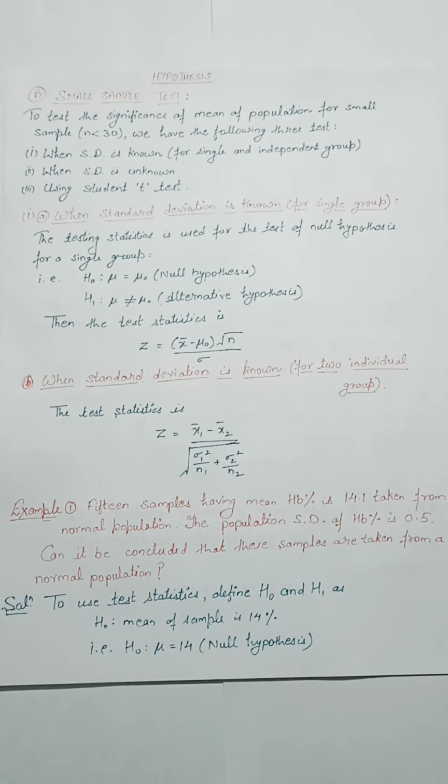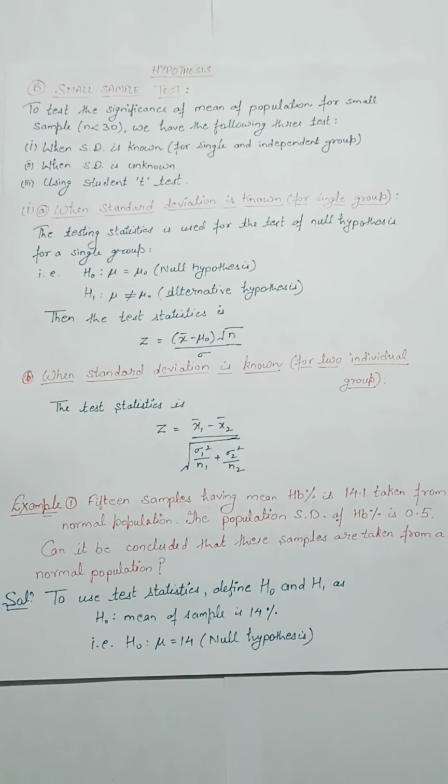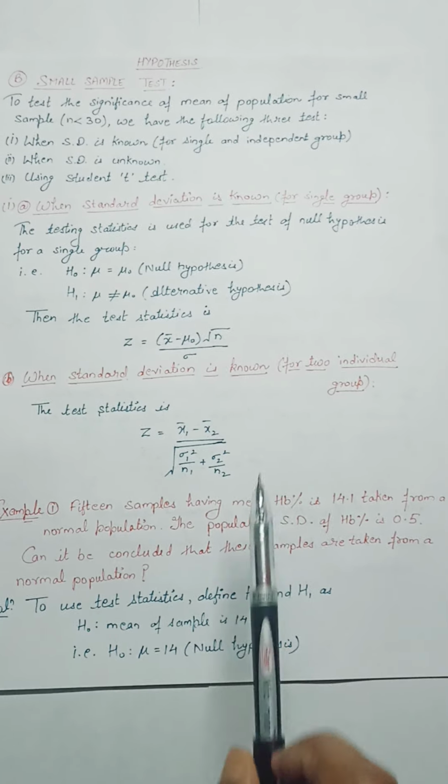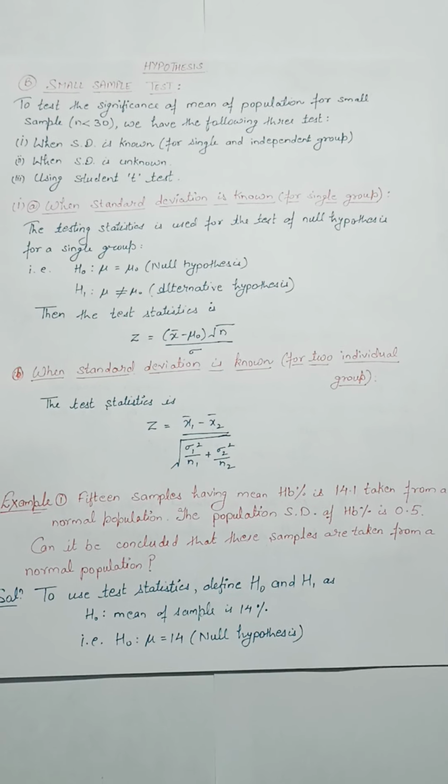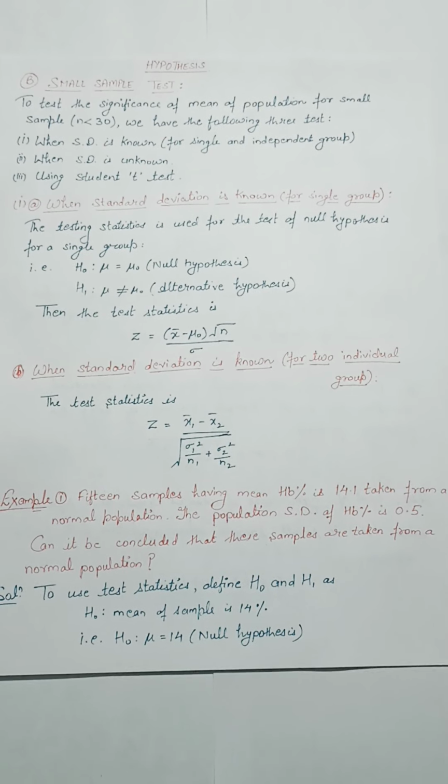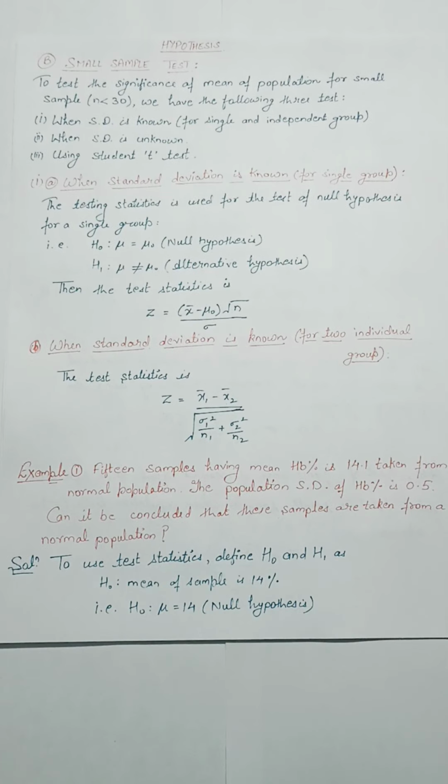Second is when standard deviation is known for two individual groups. The test statistic is given by z equals (x1 bar minus x2 bar) whole upon under the root of sigma1 square upon n1 plus sigma2 square upon n2. Now let's consider one example.